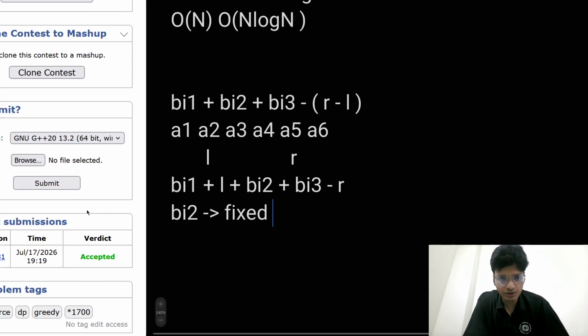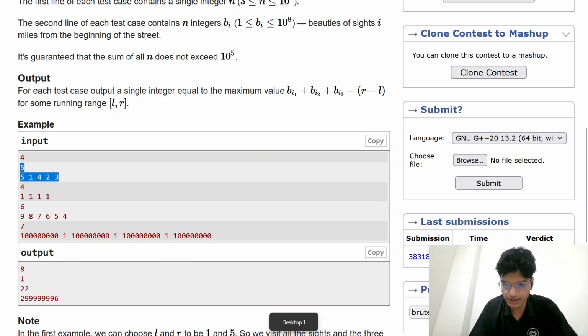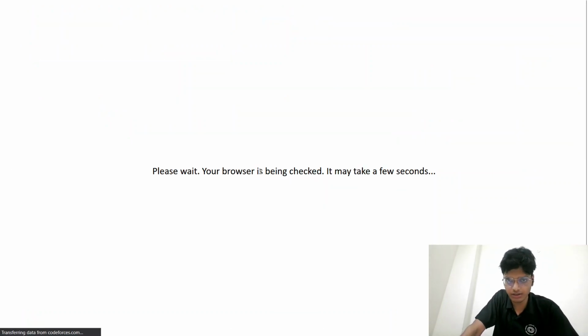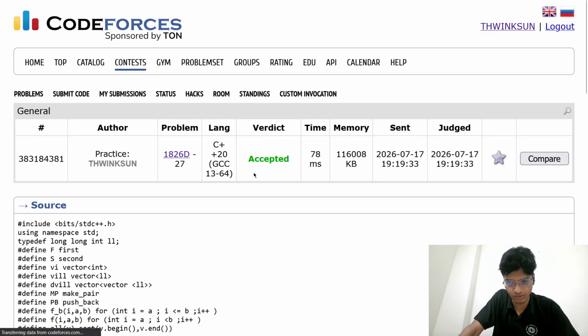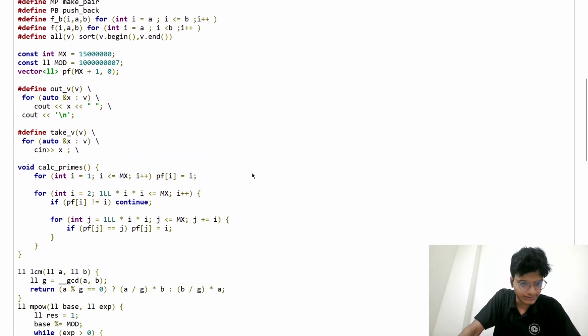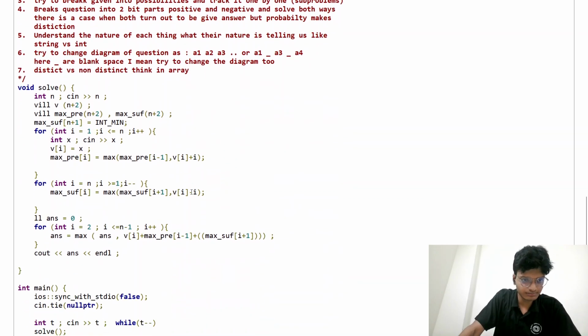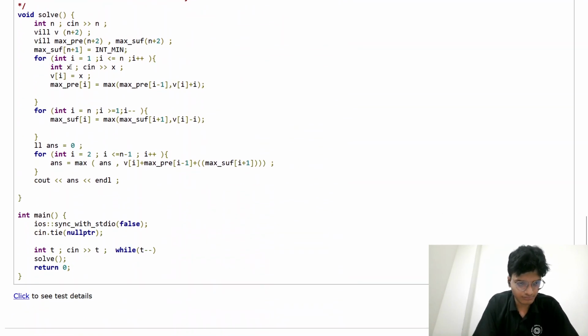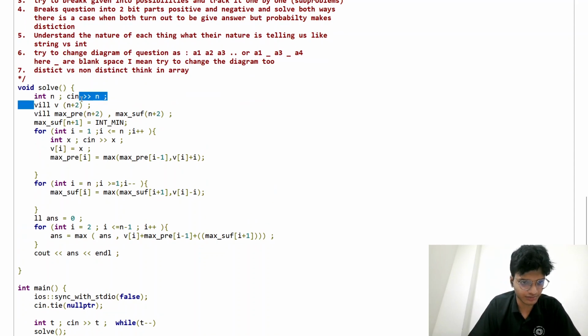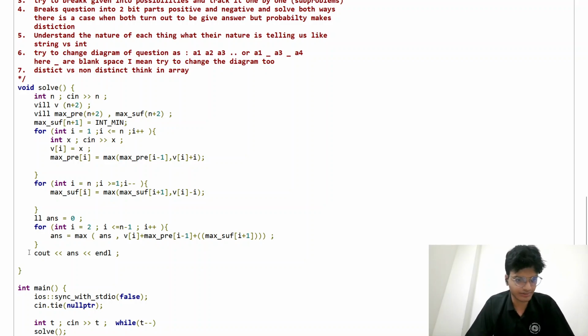Now let's move to the core part. Then I will explain so that you get the overall picture of what we are doing. So first of all, we have taken test cases, and then, let me wait a second.